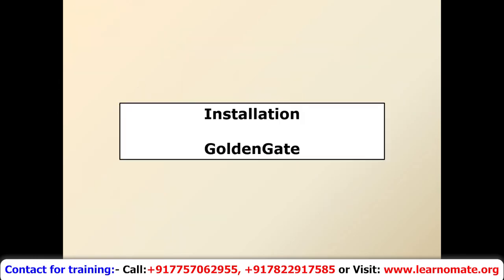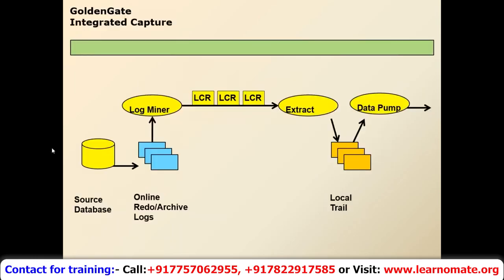Now, whatever changes are needed by the extract process, log miner passes on those changes to the extract process in the form of LCR. LCR stands for logical change records. So the extract process receives the changes from the log miner database in the form of LCR, and then the extract process writes those to the local trail, and then the data pump writes it to the remote trail.